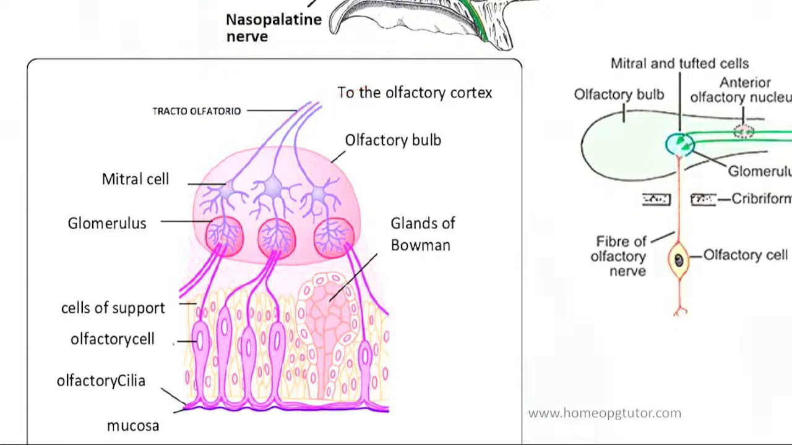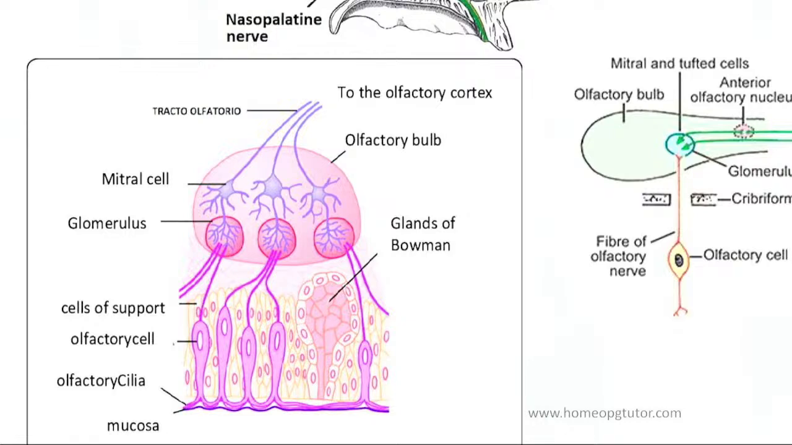Now in the olfactory bulb we have a mitral cell, which is responsible for taking the impulses into the olfactory cortex. In the nasal epithelium we have support cells and also glands of Bowman. Glands of Bowman are nothing but mucosal secretory cells. They secrete mucus.